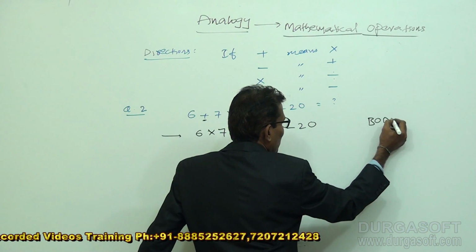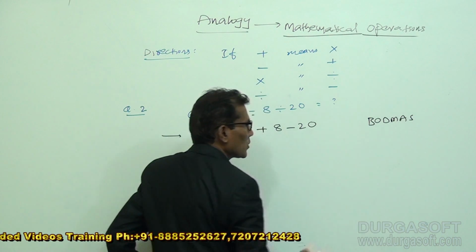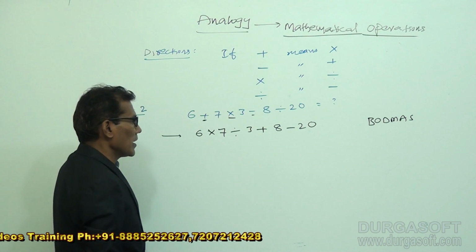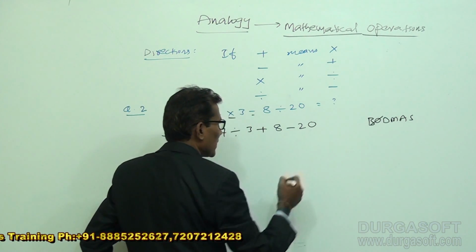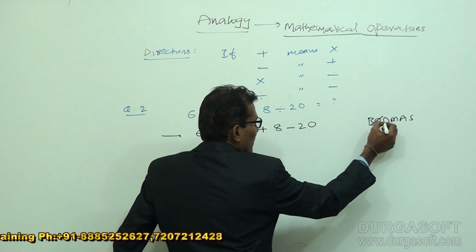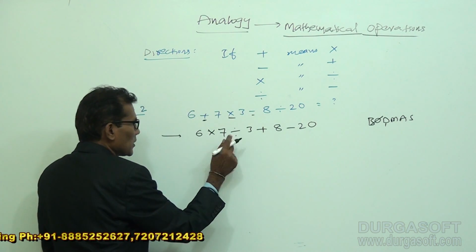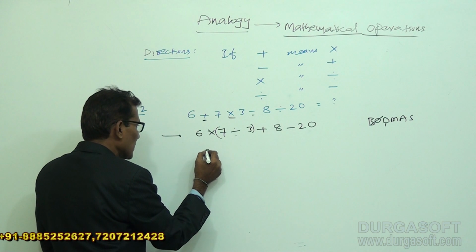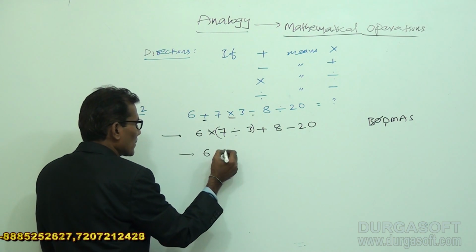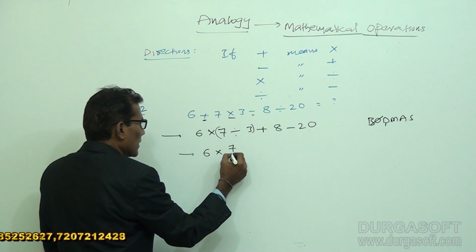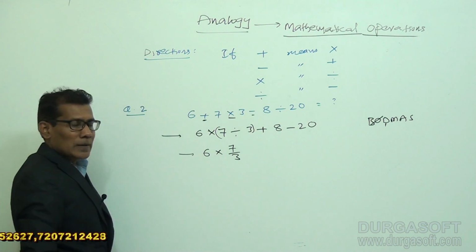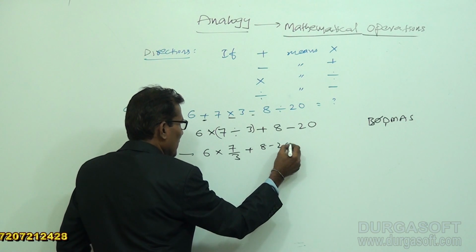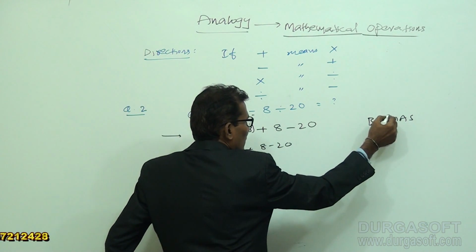This must be in our mind every time. We need not write something else, but we should have in our mind what the BODMAS rule is. Anyway, there are no brackets. Let us start with the division. So what is the division part here? The division part is in between these two. So 6 we write as it is, into 7 divided by 3, and plus 8 minus 20. So this division is worked out.